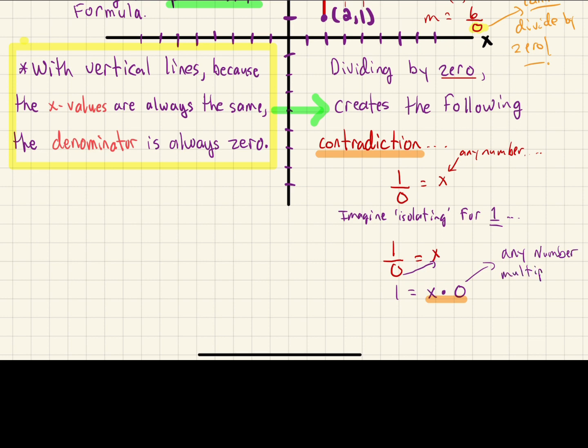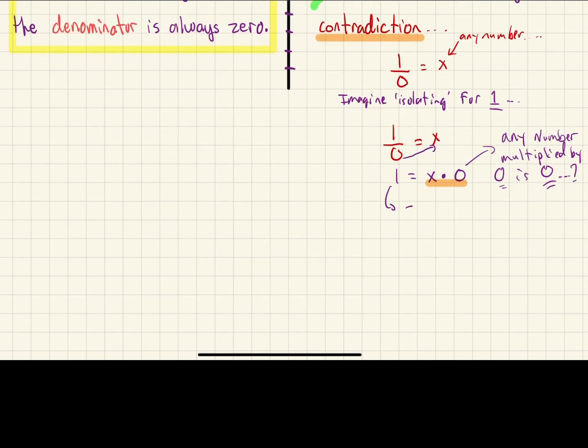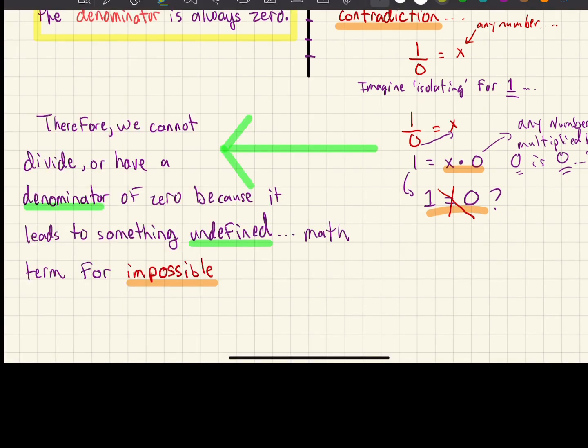And the issue with that is, once we solve this equation, our final relation would say 1 is equal to 0. And that's a false statement. 1 is 1. It's actually not anything else. And so this reveals one of the contradictions that we have when we divide something by 0. And so we cannot divide or have a denominator of 0 because it would lead to something that is impossible.